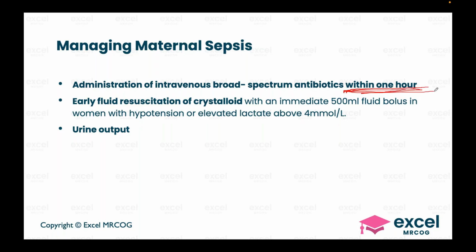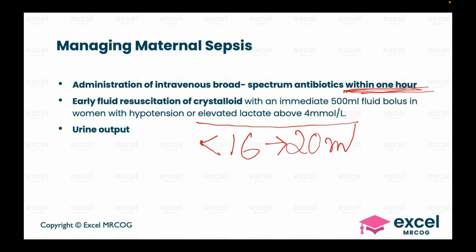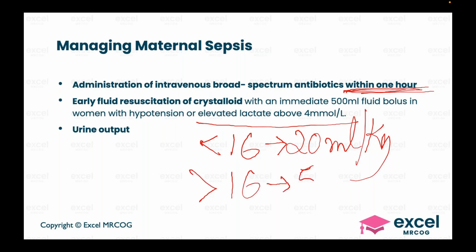Early resuscitation with crystalloids, particularly if your lactate levels are more than 4. First, you give 500 ml to pregnant women. What is mentioned in the guideline is, if she's less than 16 years of age, you would give 20 ml per kg per hour. But if she is more than 16, so almost all of our obstetric patients, you give 500 ml crystalloids. Okay, so you give crystalloids 500 ml and you look for the urine output.